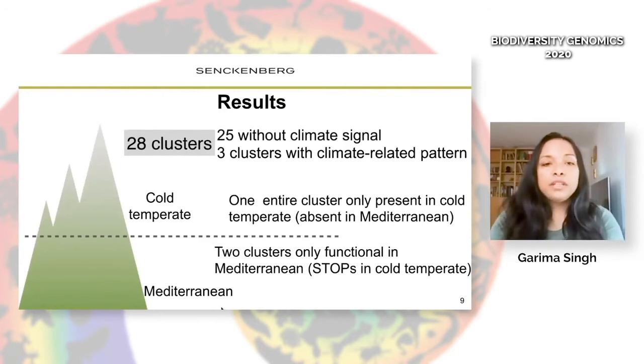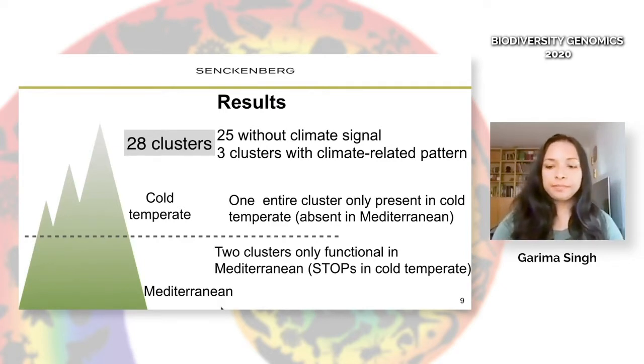Overall, we found 28 clusters, of which 25 were without any climate signals, and 3 clusters which displayed climate-related patterns. Out of these 3 clusters, 1 cluster was present only in the cold temperate regions and almost entirely absent from the samples which were collected from the Mediterranean region. And the two other clusters were functional only in the Mediterranean region, whereas in the cold temperate region, these were having deleterious mutations.